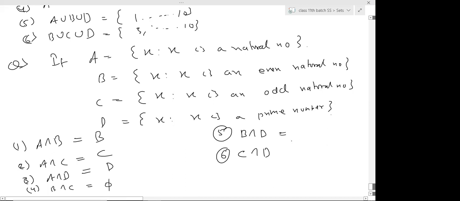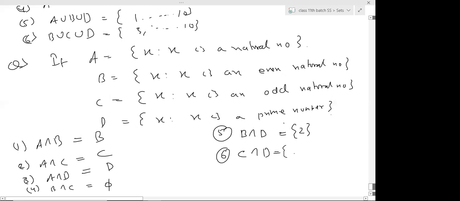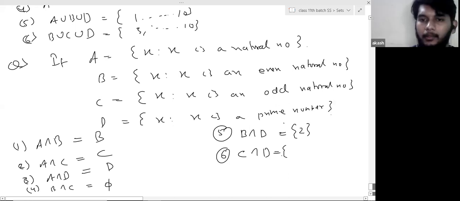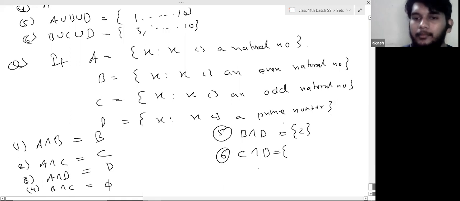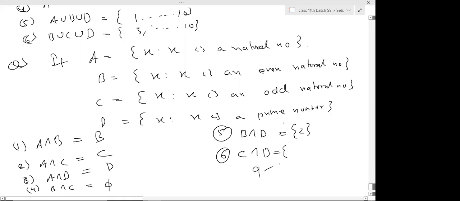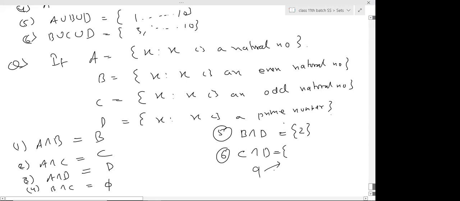Then that is 2, just 2. Prime number and even natural number, that means 2. Right, sir, and this is set C. Odd number and prime number. So all odd numbers are prime numbers? Yes, sir. Sure about that? Yes, sir, because 9 is an odd number. Not prime. Okay, so then it'll be set D without 2.